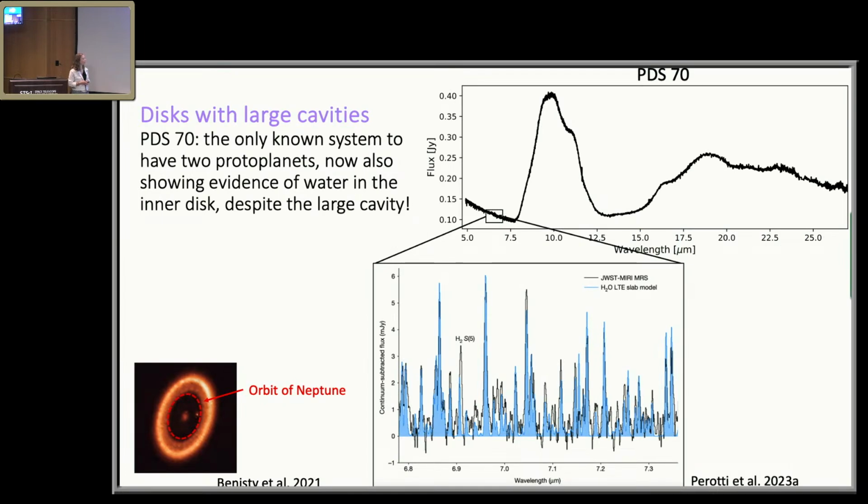So I can't talk about MIRI and I can't talk about disks without talking about PDS 70. This is a really unique system, a large gap in this disk, and the only system known to have two actively forming protoplanets in the disk. And now because we have the sensitivity and the resolution of MIRI, we're able to detect faint, weak water lines coming from the very inner disk of this system. So we have this system that is actively forming planets, and now we're able to detect water. Even when you have this huge gap in this disk, you're still getting water in the very inner system, which is very, very interesting. So I encourage you to see this work from Giulia Perotti if you haven't already.